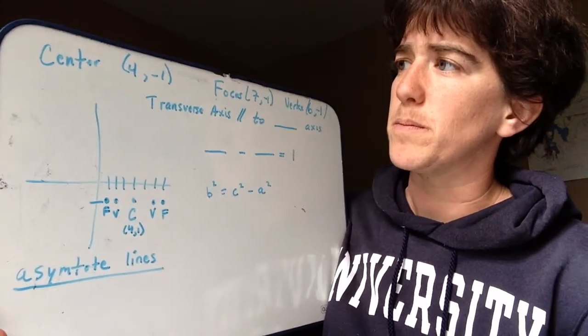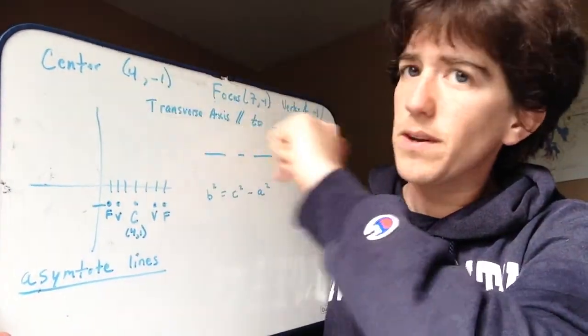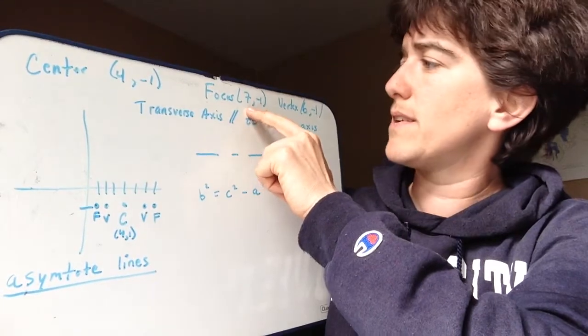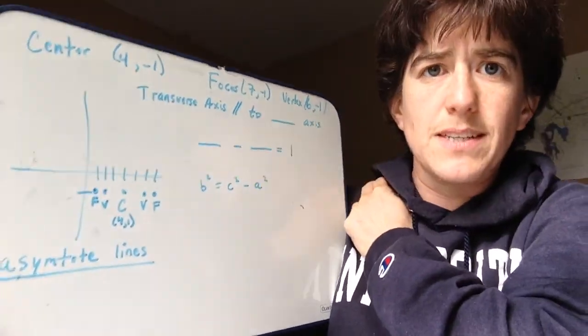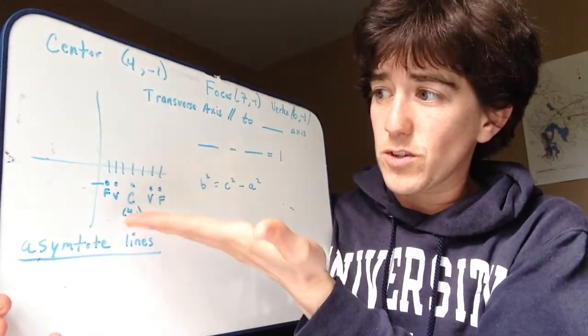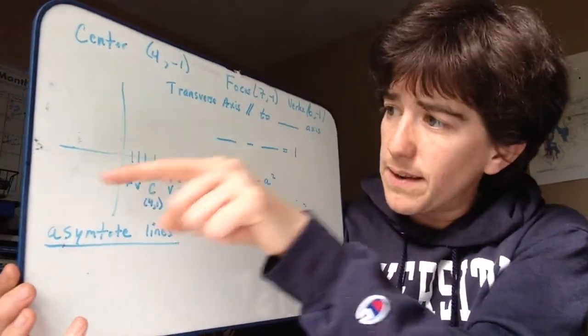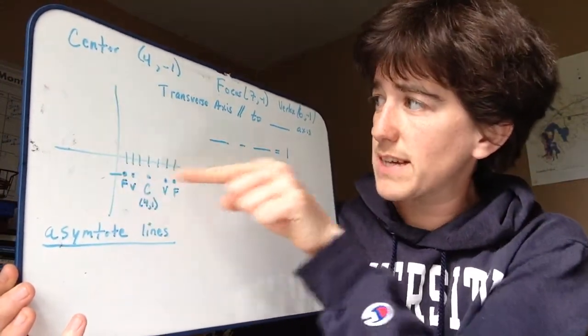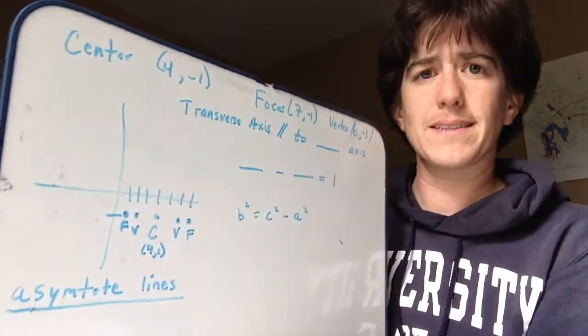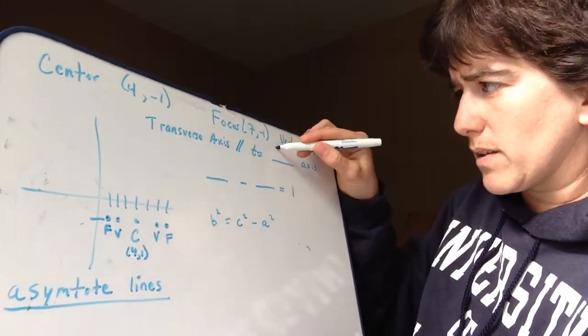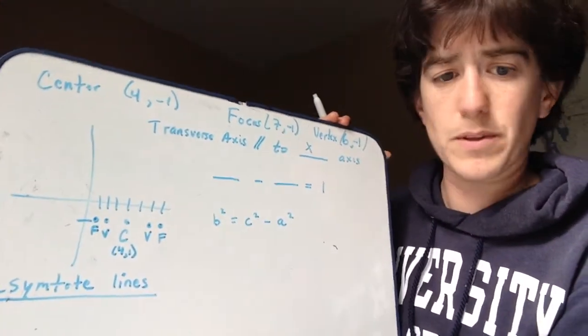So let's look at an actual situation where I am given 3 pieces of information and I need to discuss the hyperbola. In this problem, I'm given that I have a center of 4, negative 1, a focus of 7, negative 1, and a vertex of 6, negative 1. I have graphed those points on my board here. You and I might notice that the transverse axis is going to be parallel to my x-axis.